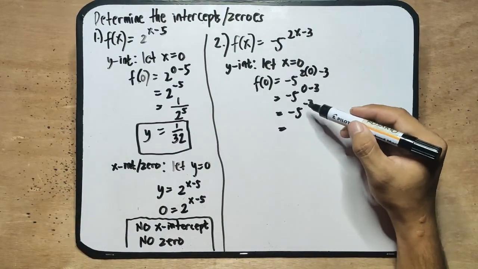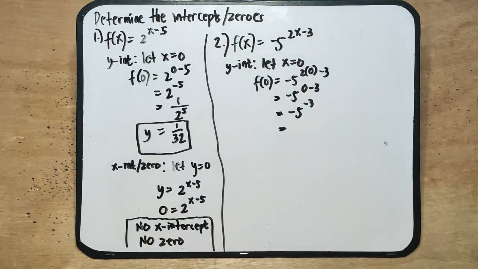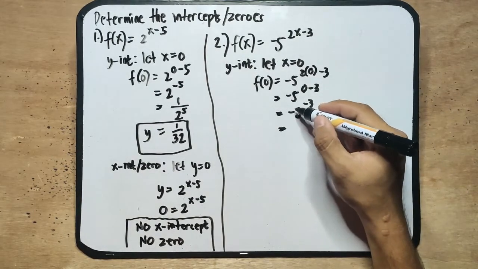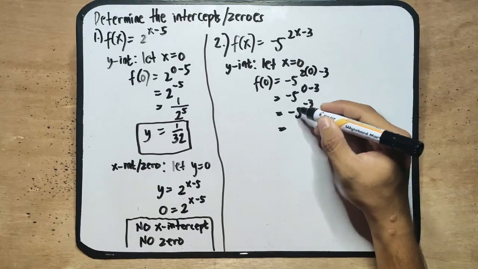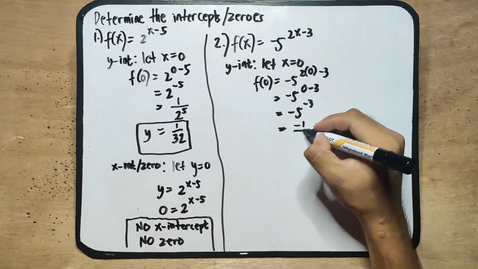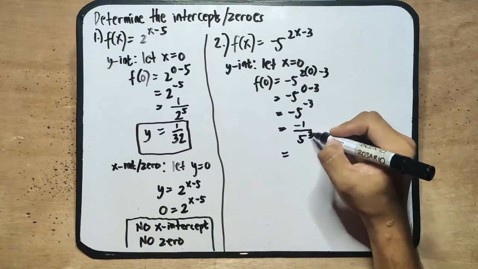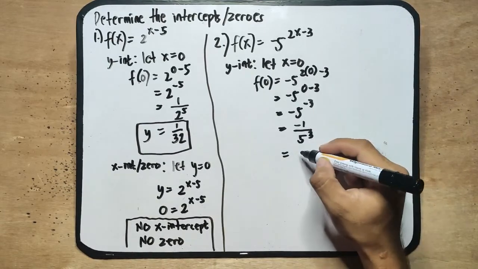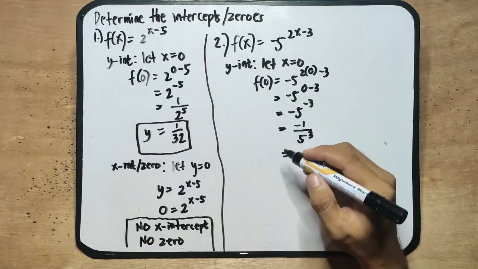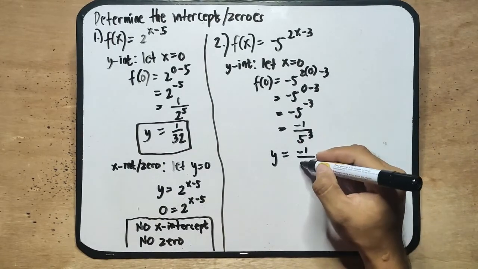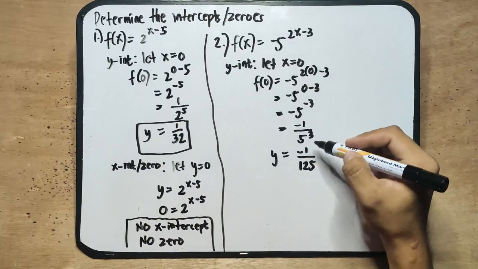To make the exponent positive, we move it down. We leave a negative 1 since the numerical coefficient is negative. So negative 1 all over 5 raised to 3. So 5 raised to 3 is equivalent to 125. So therefore, our y-intercept is negative 1 all over 125. So this is our y-intercept.